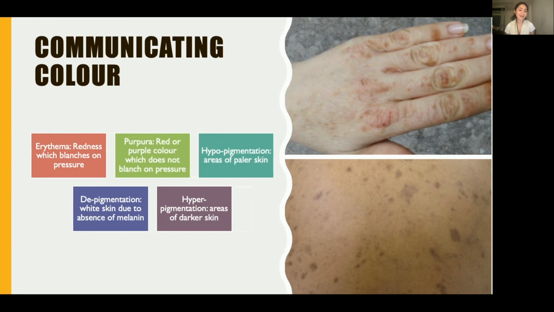Okay, communicating color. We've mentioned erythema before: redness which blanches on pressure. Purpura is a red or purple color which doesn't really blanch on pressure. Hypopigmentation and depigmentation would be areas of paler skin or areas which do not have any melanin. And hyperpigmentation would be areas of darker skin. I've got some hyperpigmentation at the bottom there. That would be post-inflammatory hyperpigmentation in someone who's just had some discoid eczema. You can see there the annular discoid shapes. Next slide.